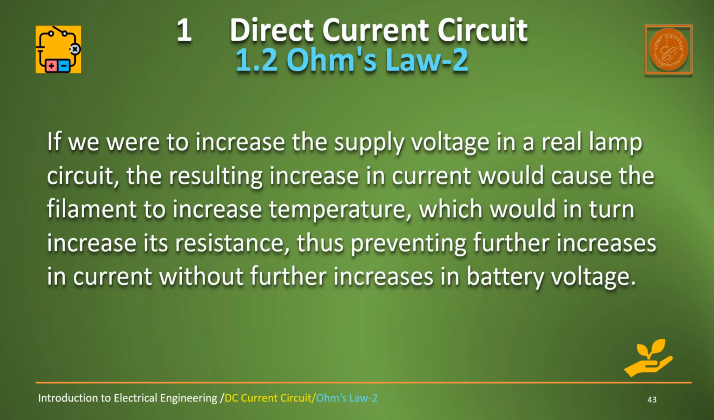If we were to increase the supply voltage in a real lamp circuit, the resulting increase in current would cause the filament to increase in temperature, which would in turn increase its resistance, thus preventing further increases in current without further increases in battery voltage.